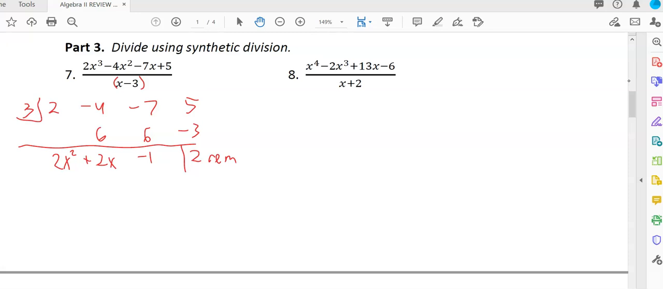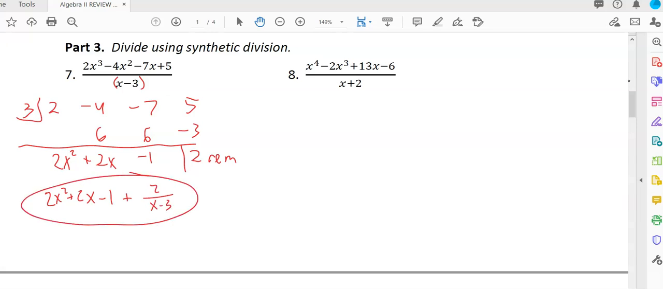I guess there's that. So if you want to give the final answer, it would be the quotient 2x squared plus 2x minus 1 plus the remainder of 2 divided by the divisor of x minus 3. In the box, this is the most important step probably, so negative 2 goes in the box because the factor is x plus 2.